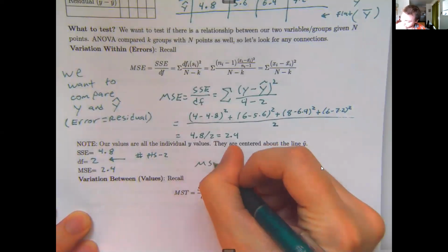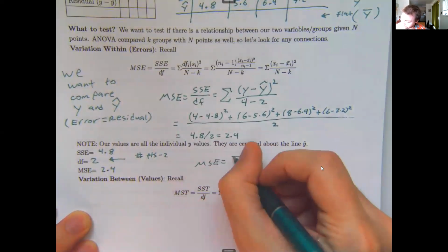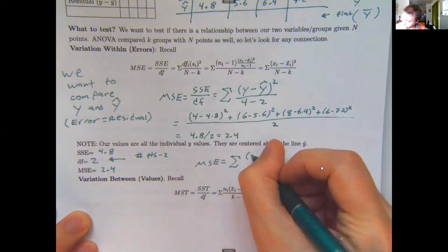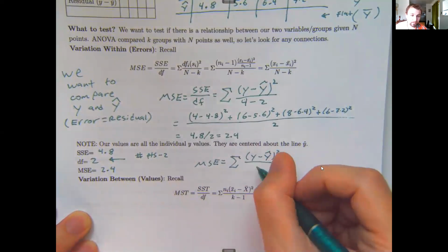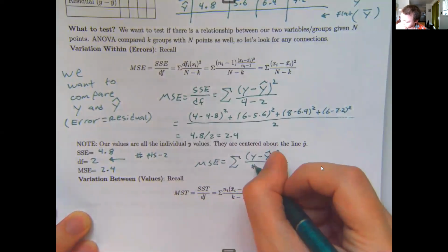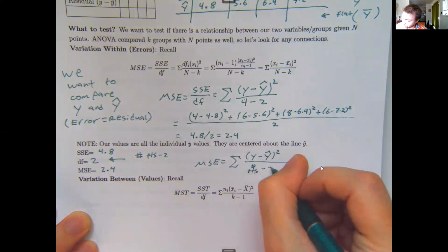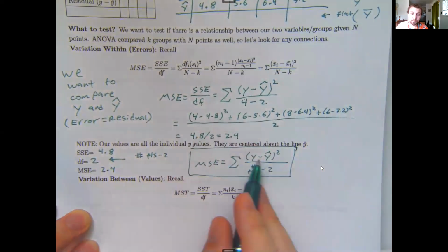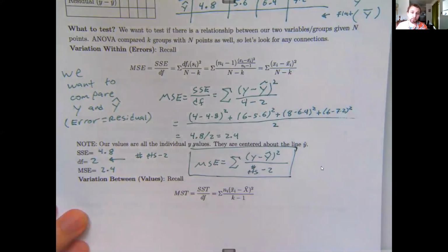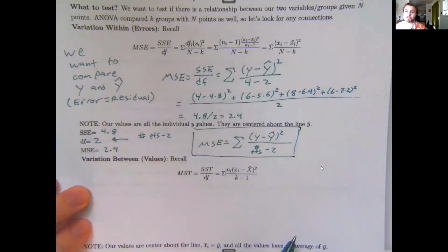And my mean square of the error appeared to be the sum of my residuals squared over the number of points minus 2. The same degree of freedom I had when I was doing my linear regression t-test. That's just showing up again.